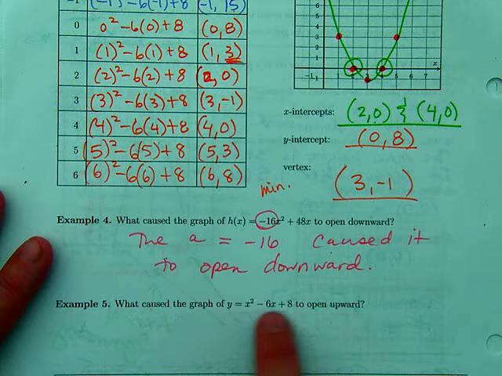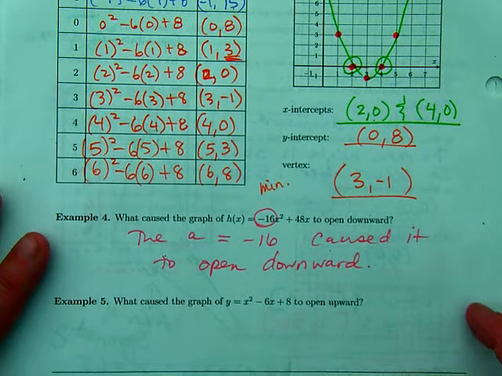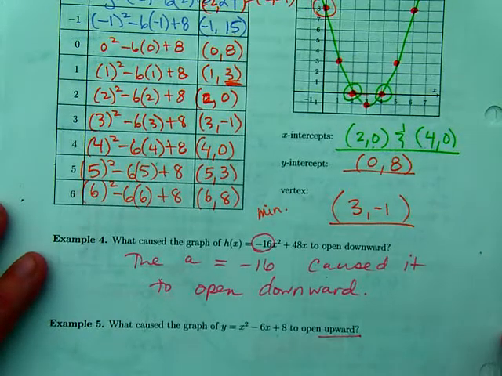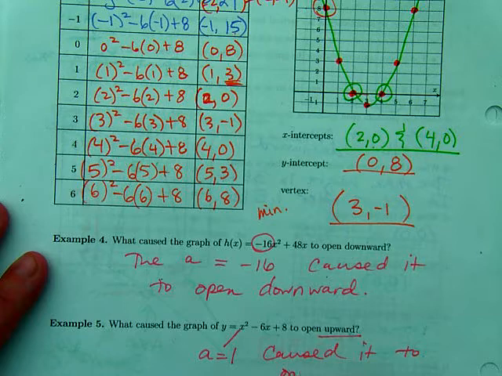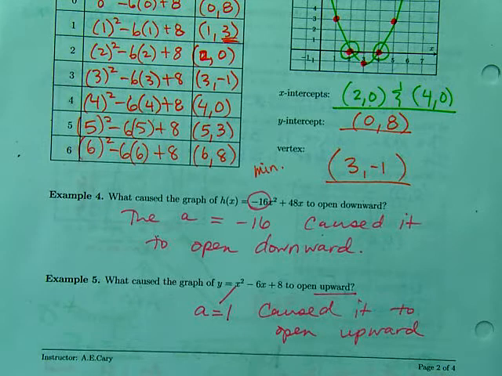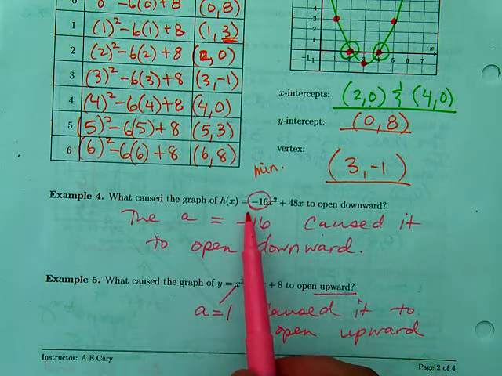Okay, what caused the graph x squared minus 6x plus 8 to open upward? You see how this graph opens upward? Yes, a equals 1 caused it to open upward. So the fact that a is positive will mean that the graph opens upward. If a is negative, it will cause it to open downward because we'll always do this squaring business and then we'll be multiplying by the coefficient.